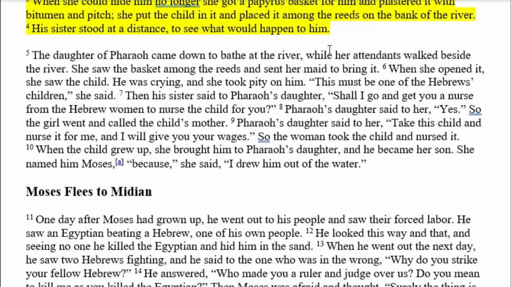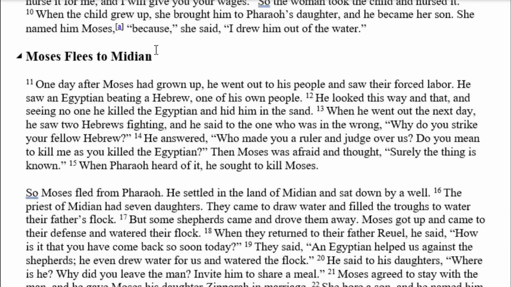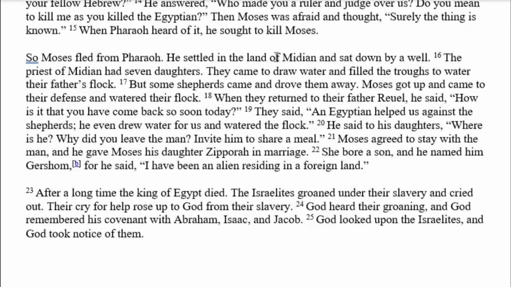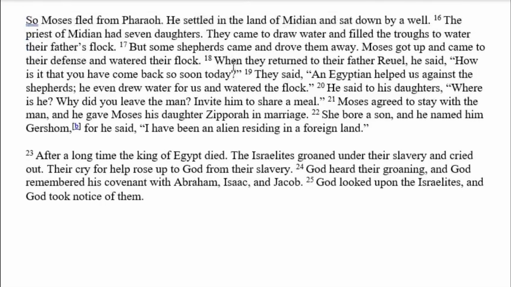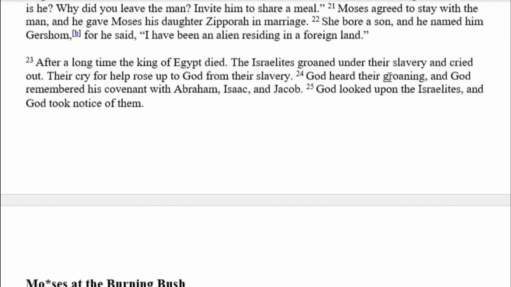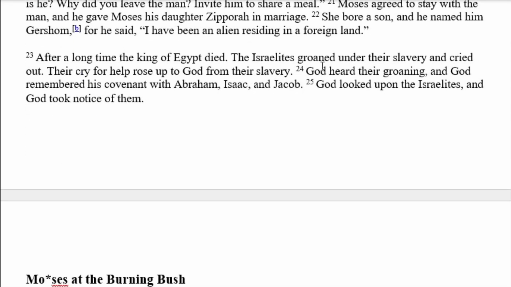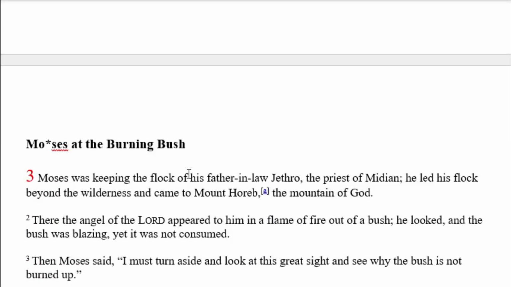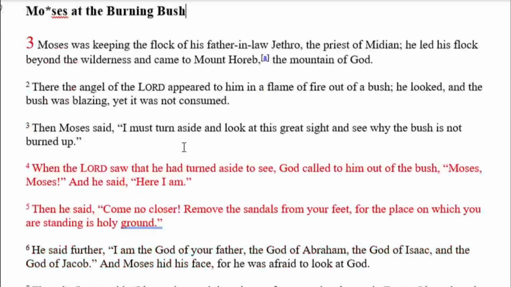He's put in the basket. He's raised somewhere else. Later on, he flees to Midian. He's growing up. There's forced labor going on. He flees from Pharaoh. There's a number of things that go on. For the most part, it doesn't say how long, but Moses has obviously grown up. Moses agreed to stay with a man, and he gave Moses his daughter Zipporah in marriage. So we have Moses here, obviously old enough to be married. He's a full-grown man.